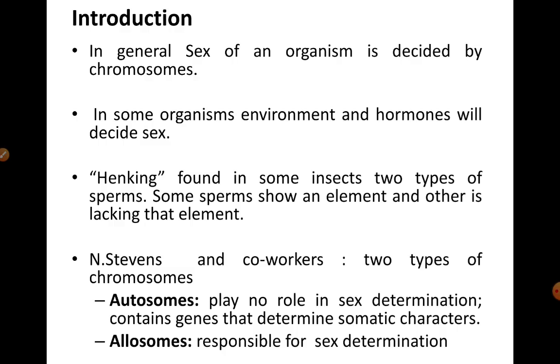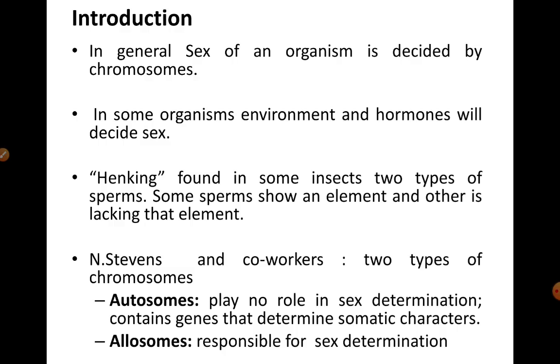Then they started studying what this could be. How can the sex of an individual be determined when there is an absence of one of the sex chromosomes? Then Nicholas Stevens and his co-workers identified two types of chromosomes. One is autosomes and the other one is allosomes.